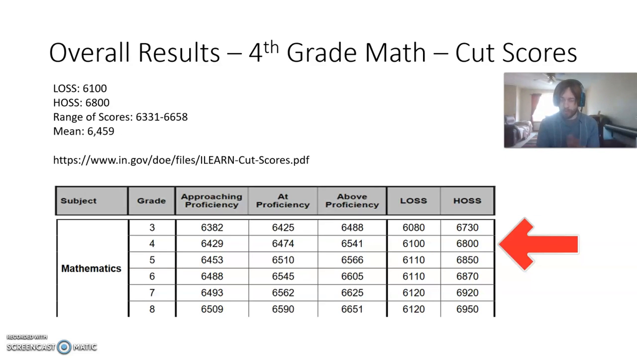Now we can look at overall results and cut scores. The highest number that a student can get is 6,800. The lowest a student can get is 6,100. The range of scores in this classroom is 6,331 to 6,658. And the mean of this class is 6,459. This was found by adding up all the scores and dividing by the number of students, which is 34. And this data shows that most students are in between approaching proficiency and at proficiency.